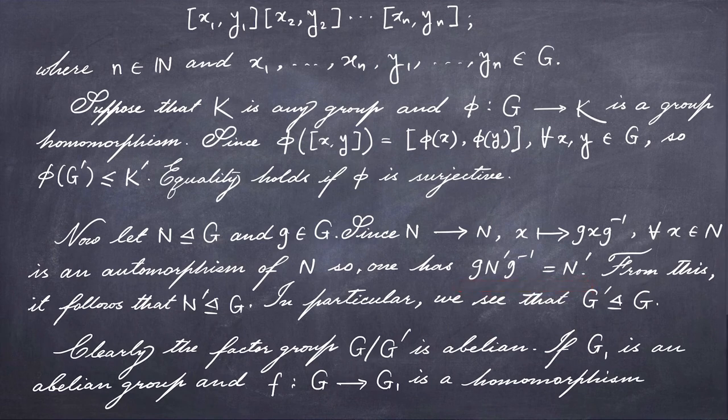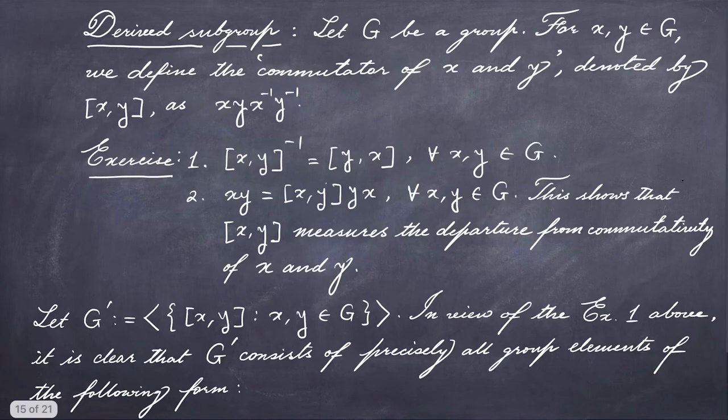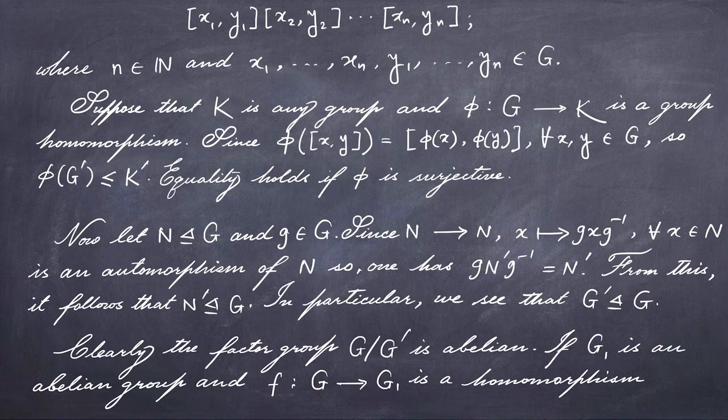In other words, that is exactly the same as saying N prime is a normal subgroup of G. So this holds for any normal subgroup N of G. In particular, when N is the whole of G, we obtain that the derived subgroup G prime is a normal subgroup of G. I repeat: for a normal subgroup N, conjugation by a group element g is an automorphism of N, and the previous discussion says that under that automorphism N prime maps to itself, which provides the normality of N prime in G. In particular, when N is equal to G, G prime is a normal subgroup of G.